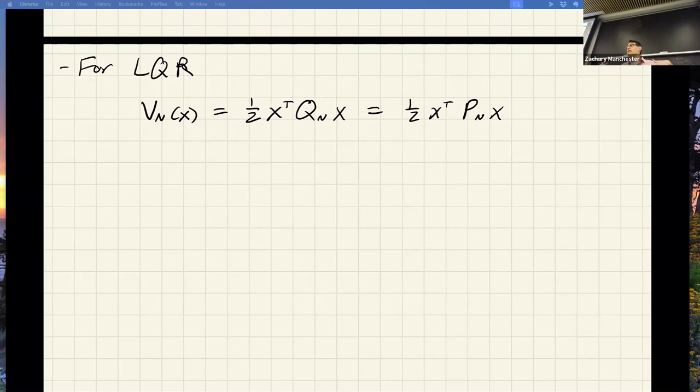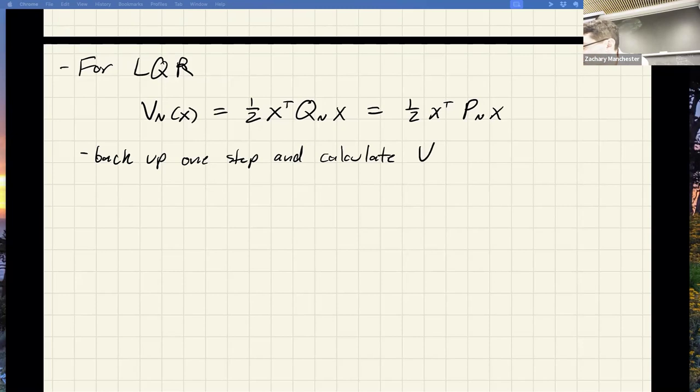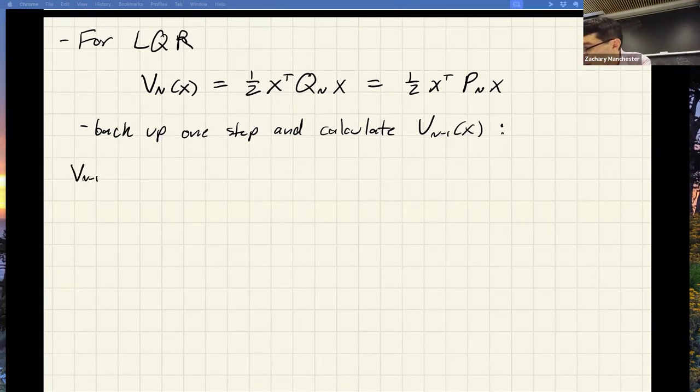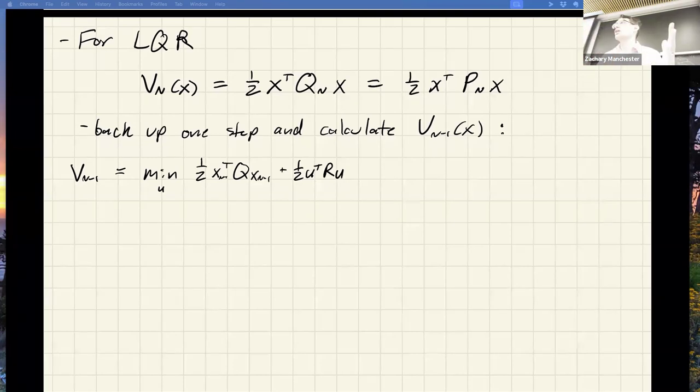Now we're going to back up one step and calculate V sub n minus one. Okay, so here's how we do that. V n minus one is going to be the min over u of the one step cost, the stage cost, for time n minus one. So that's x transpose Q x plus u transpose R u. I'm going to do this for LTI so I can write fewer subscripts, but it's the same stuff. If you want to put subscripts on, you can. So that's the stage cost for time n minus one.